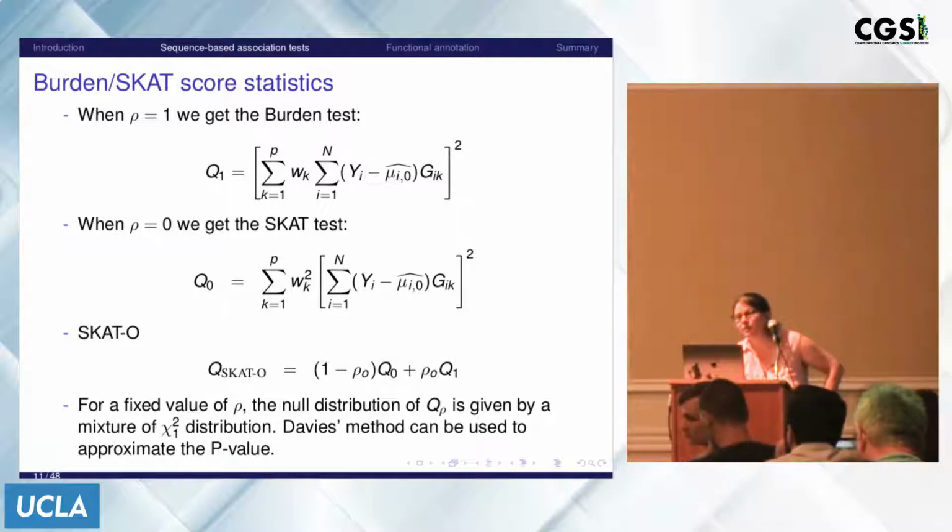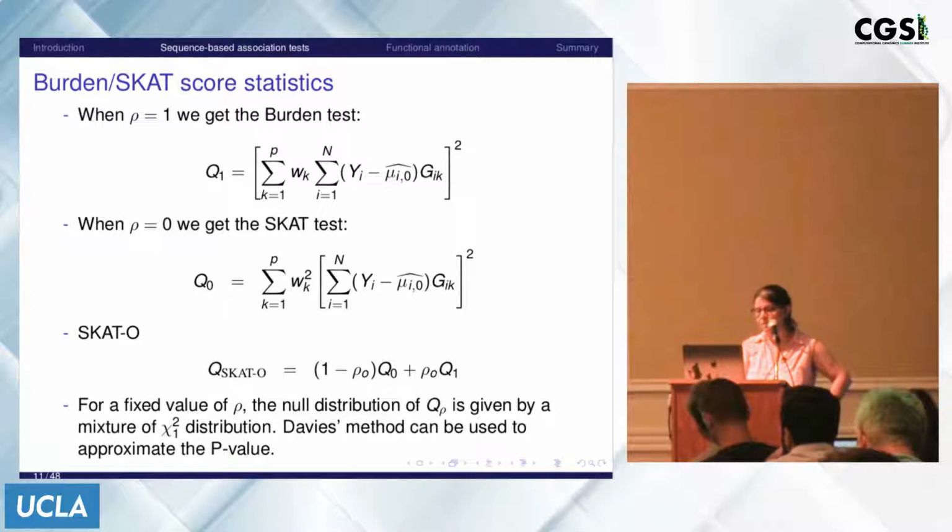I'm sorry? The row 0 from the last slide. Oh, so what you do is you search over a grid of values between 0 and 1, and it's data adaptive. So you let the data decide what combination you use.